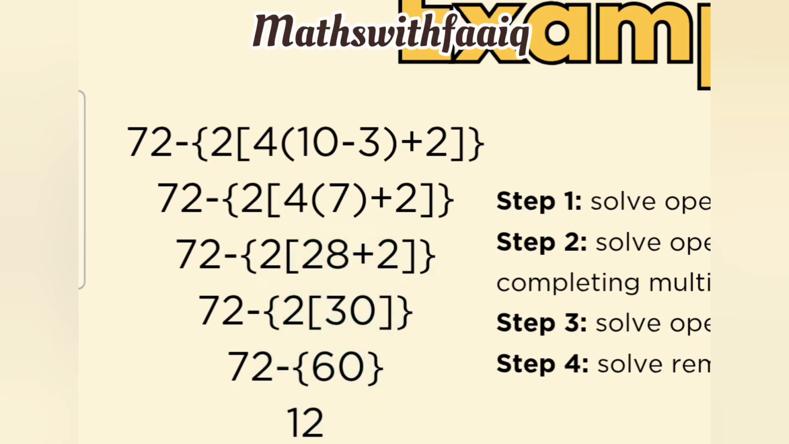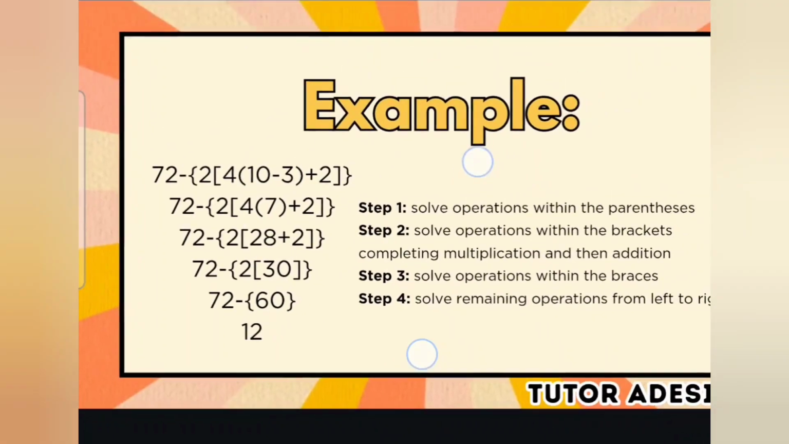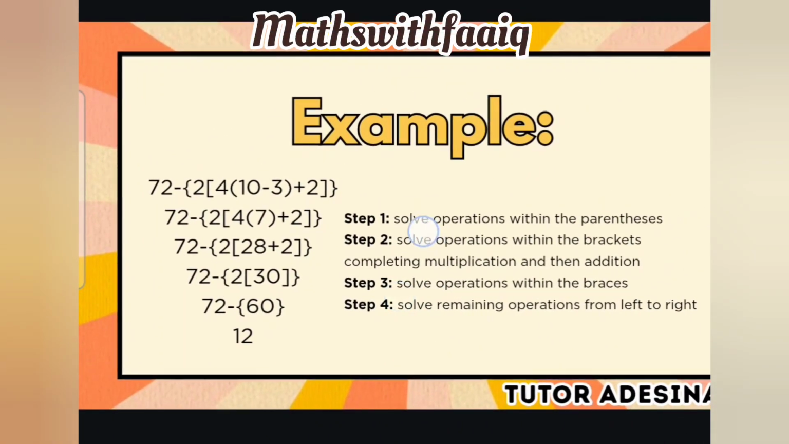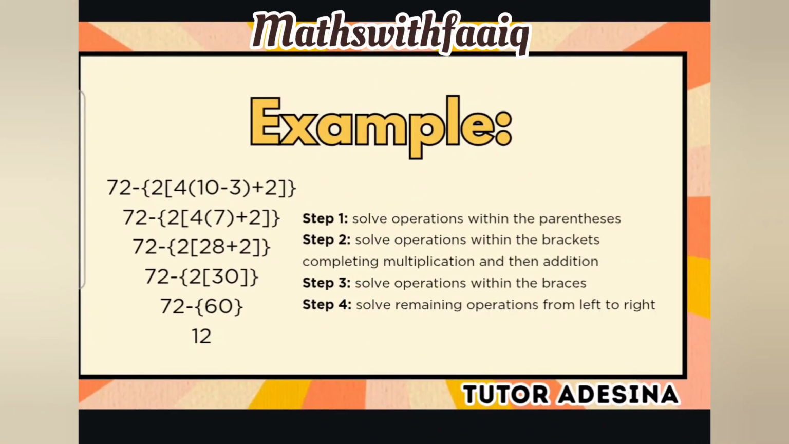Now the next one is the last bracket. So we have 72 minus 60, which gives us 12. You can see that we did not apply multiplication and division here because we don't have multiplication and division in our question. So in the absence of multiplication and division, we just go straight to addition and subtraction. And in this case, we don't have addition, we only have subtraction.